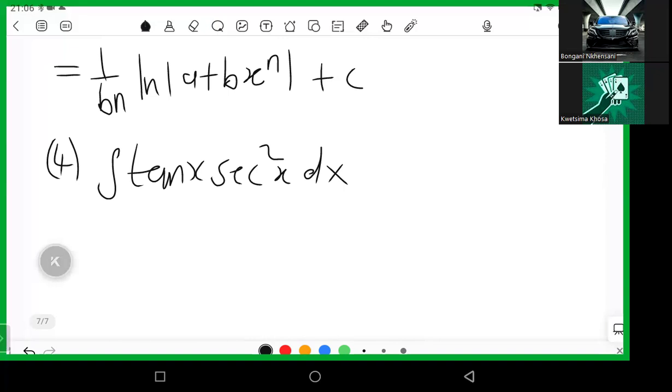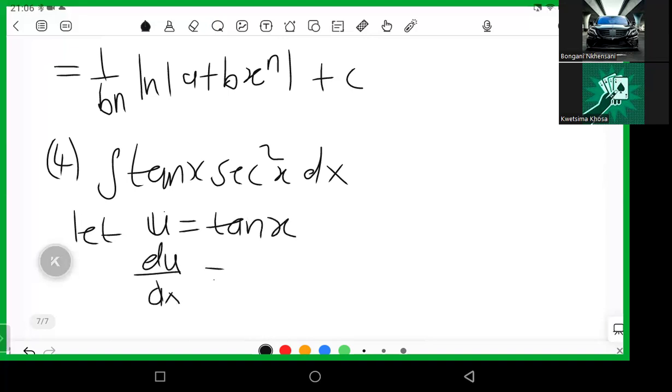So this one, you're going to choose whether you're going to say let u be tan x or sec x. It's up to you. I'm going to choose tan x. Then we say du over dx will be equal to sec squared x. Then we'll make dx the subject of the formula. We're going to get dx will be du over sec squared x.